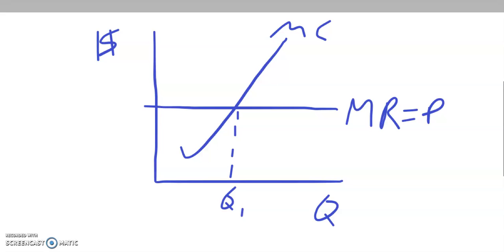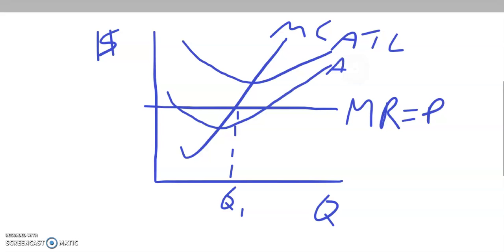And what I'm going to say now is that this firm is taking a loss. So I'm going to put my average total cost curve here and my average variable cost curve here, all right? Now this firm is taking a loss. How do I know this? I know this because if I go up from quantity here and hit my average revenue curve, this right here would be my total revenue. That red box would be my total revenue, right?